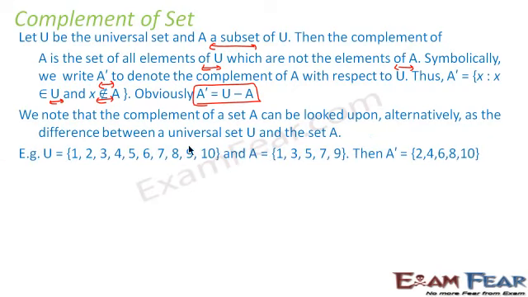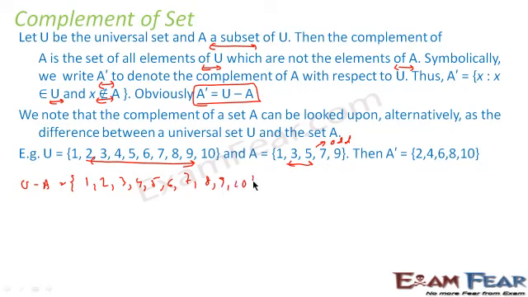We'll take one example. Let's suppose we have the universal set from 1 to 10, and we have set A as 1, 3, 5, 7, 9, all the odd numbers. A complement is U minus A. So first let's do the normal approach. For U minus A, we'll first write all the elements in U: 1 to 10, and now from this, we'll subtract A.